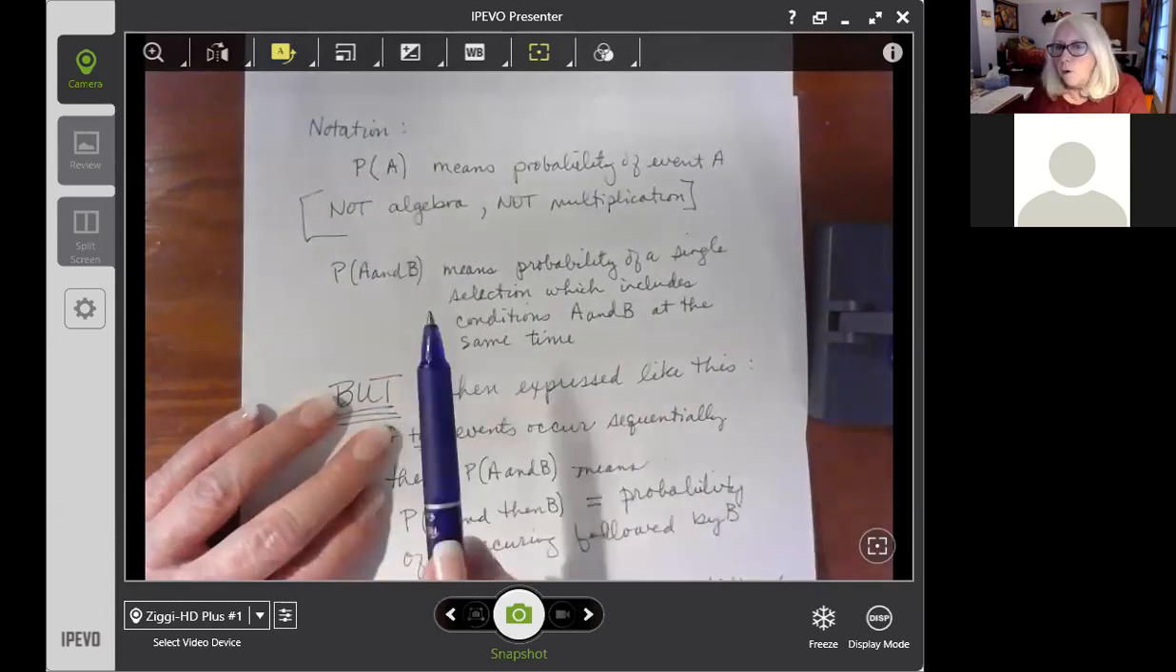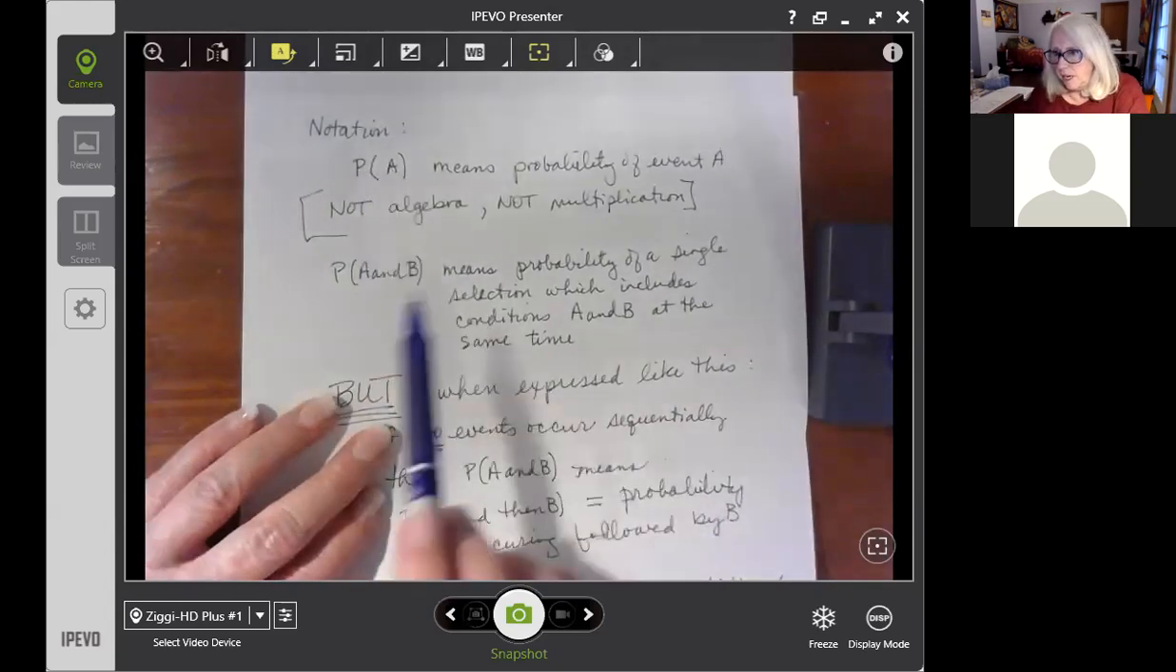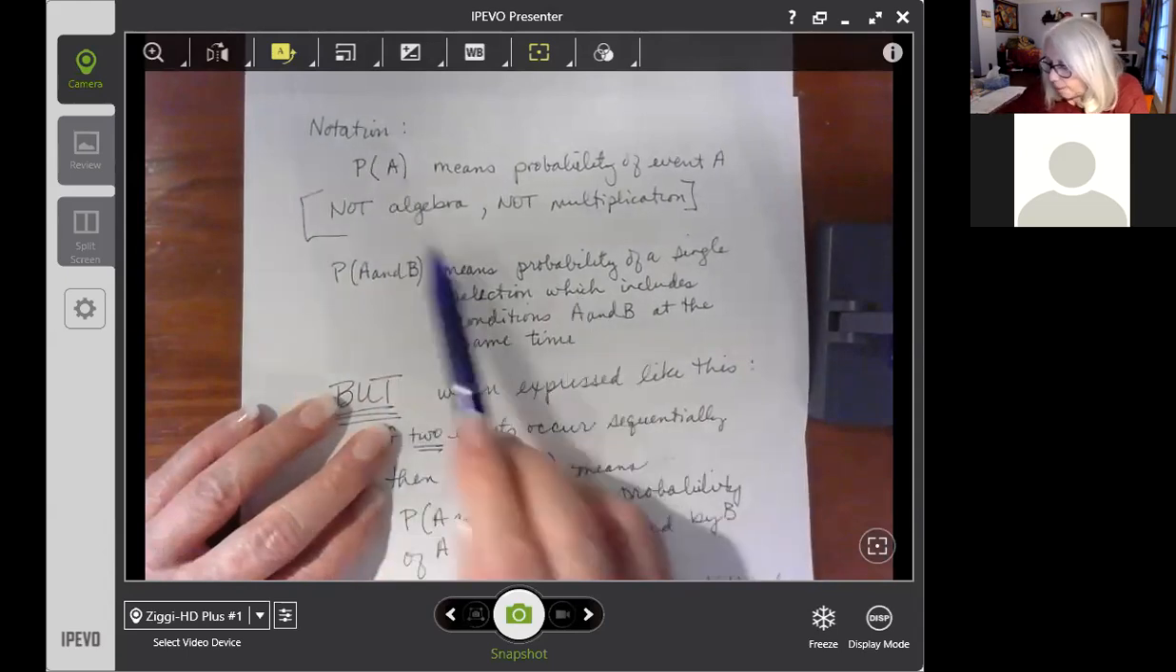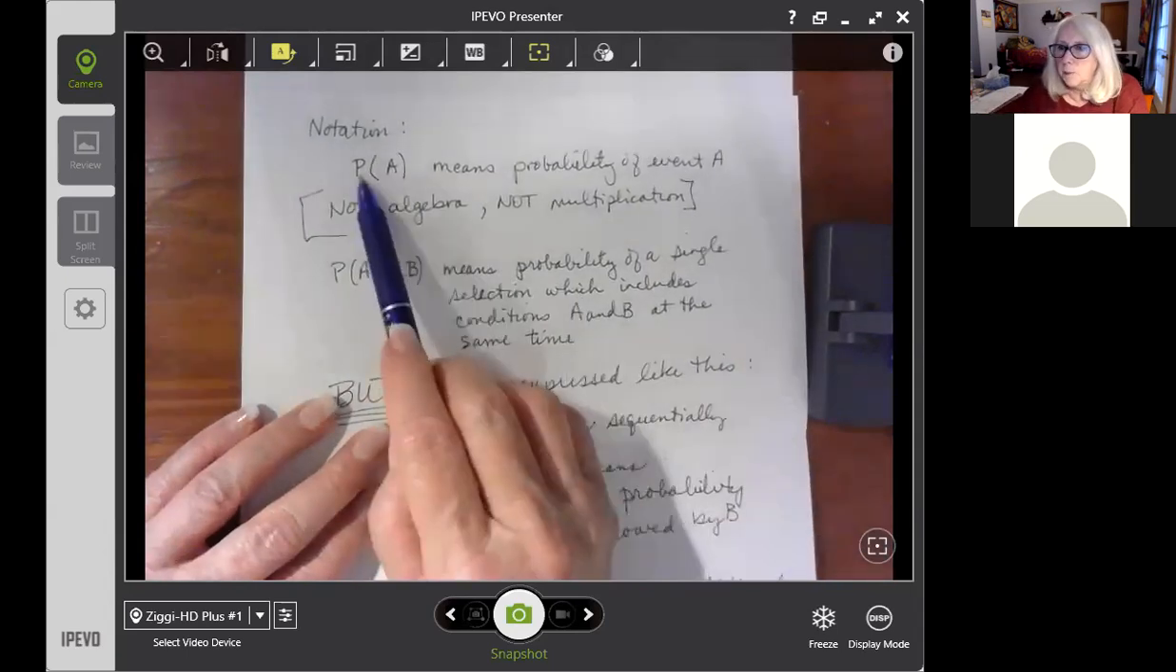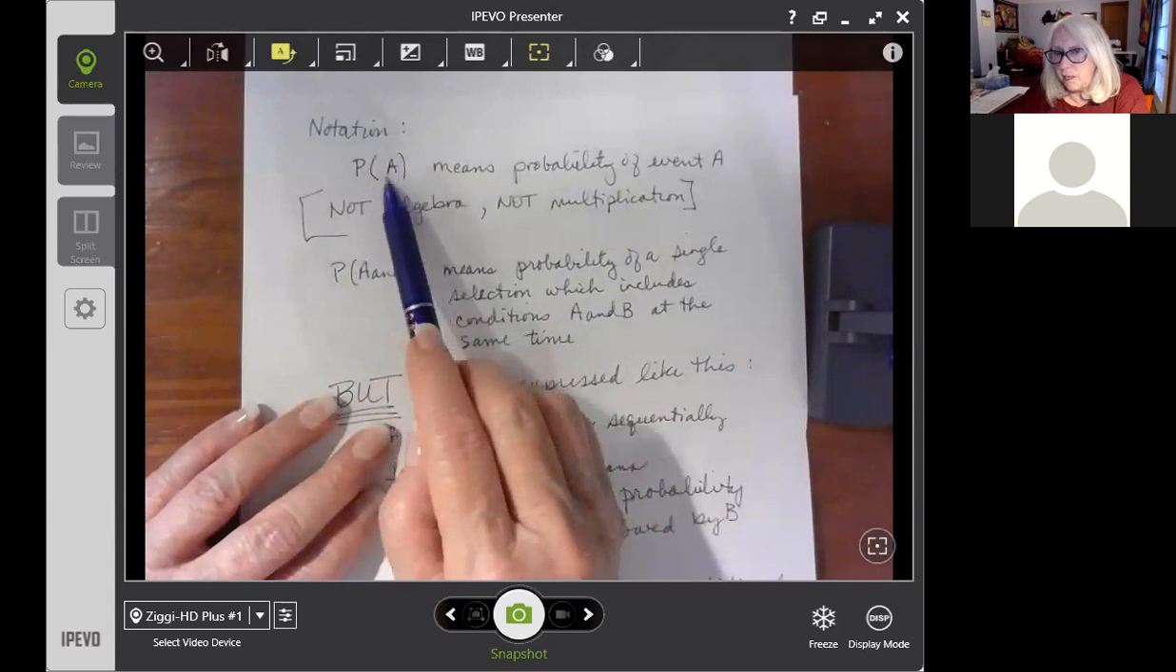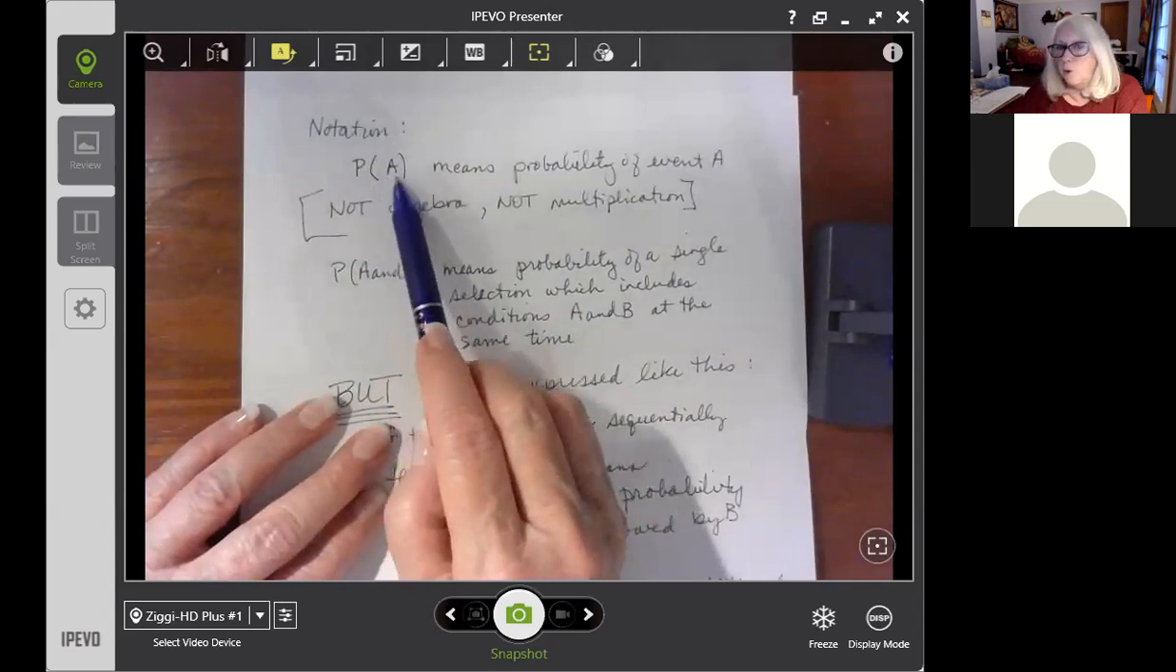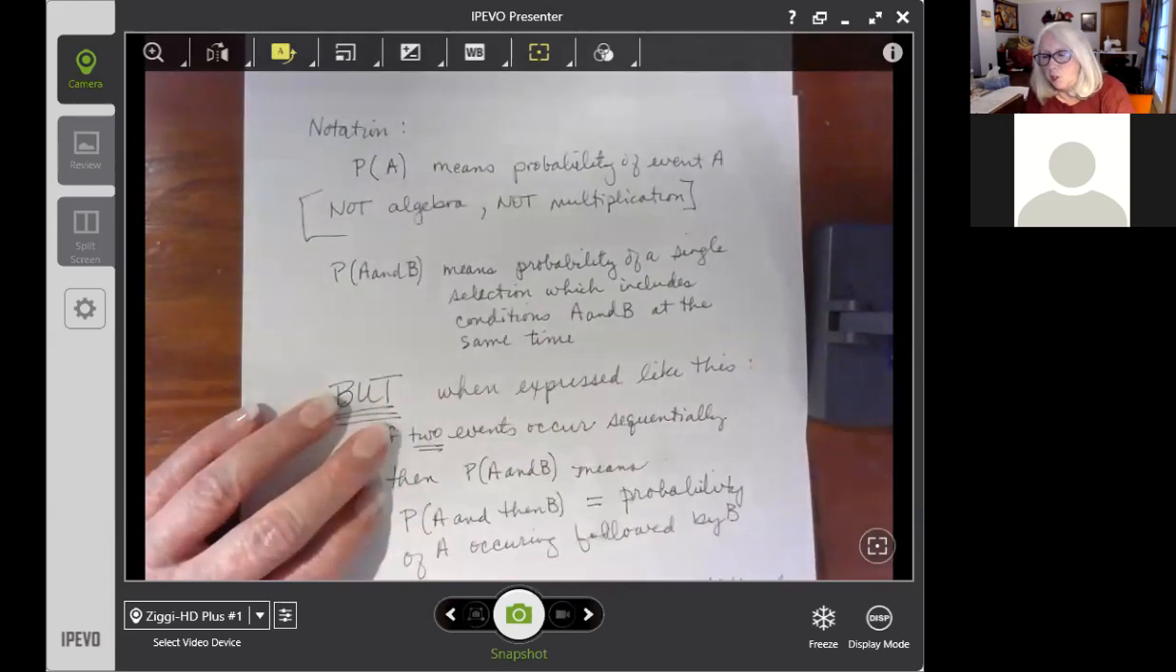There is no implied algebraic form here. It's just capital P always represents probability. And the event that you're trying to find the probability for is what appears in the parentheses. Okay, now it's important to know the notation because it's used on your formula sheet for the formulas for each of these topics.